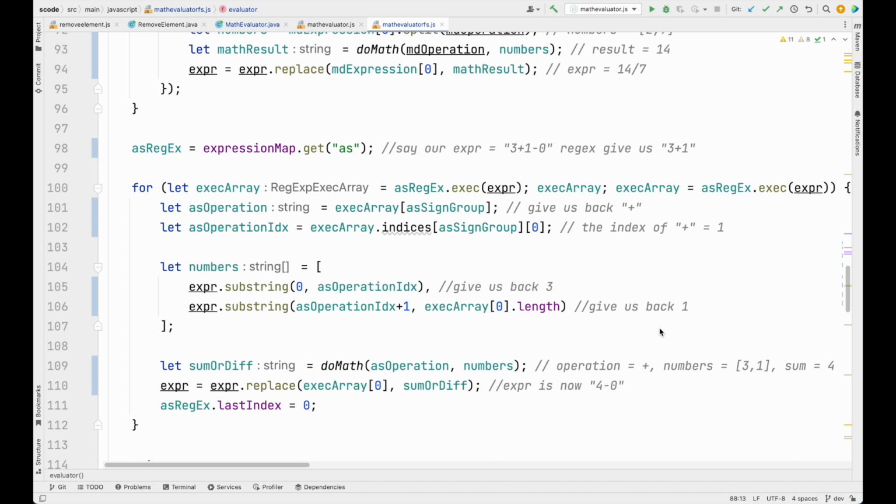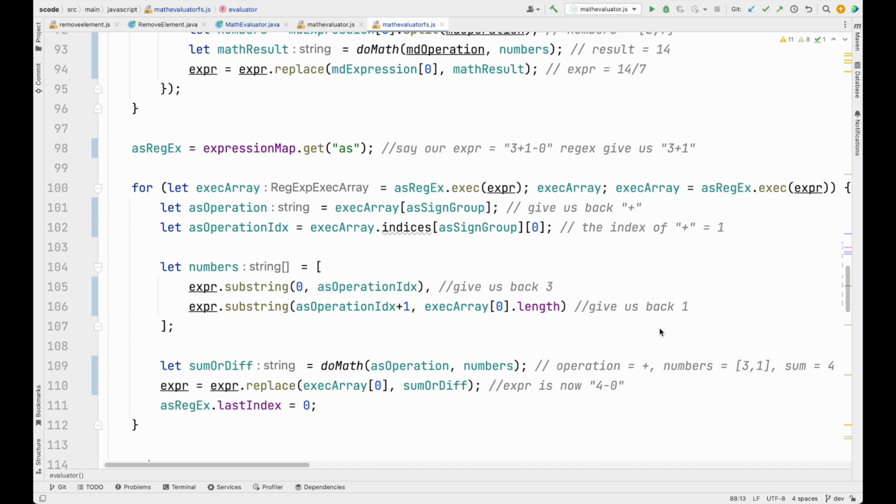The very next lines that we see, we're going to get numbers. Very similar to the multiplication and division, we're going to get back an array of 3 and 1. So that's going to be our numbers array. And then, very similar to the multiplication and division code that we saw above, we're going to ask our do math function to perform basic arithmetic, the operation being a plus sign, and the numbers 3 and 1, giving us back a result, or sum, of 4.